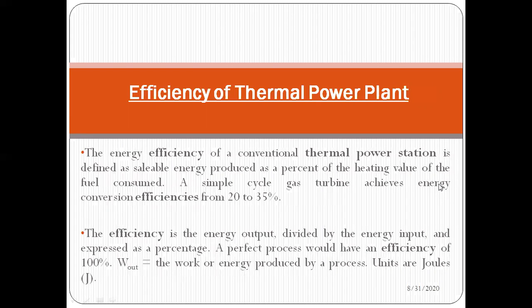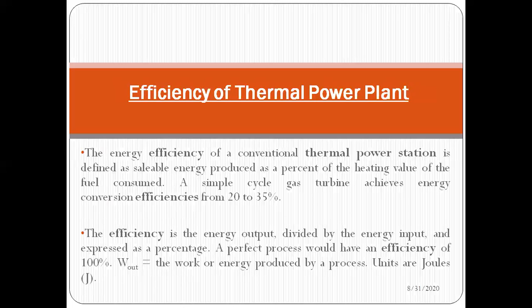Now coming to the efficiency of the thermal power plant. As we all know, the efficiency of any system is defined as the ratio of output to input, and it is expressed in terms of percentage. The energy efficiency of a conventional thermal power station is defined as the saleable energy produced as a percent of the heating value of the fuel consumed. A simple cycle gas turbine achieves energy conversion of about 20 to 35%.